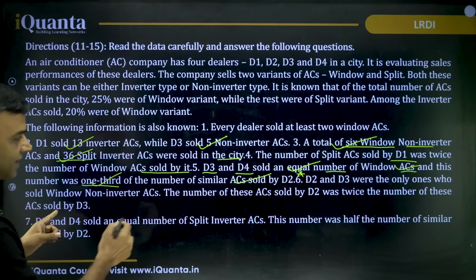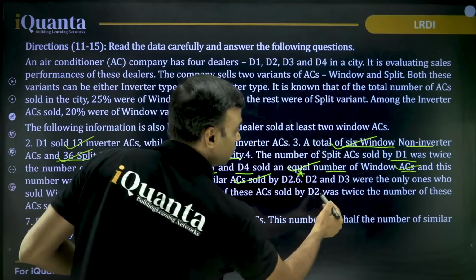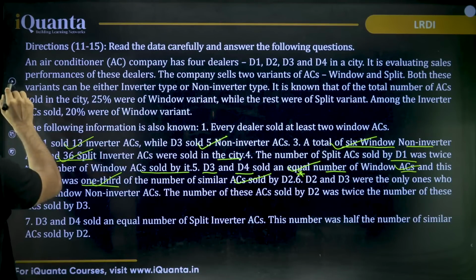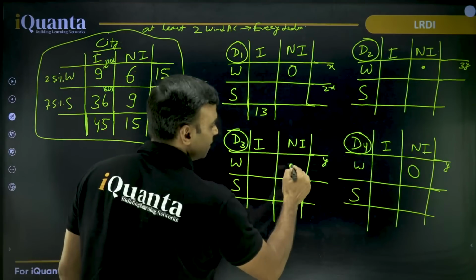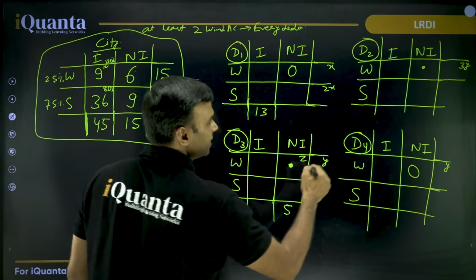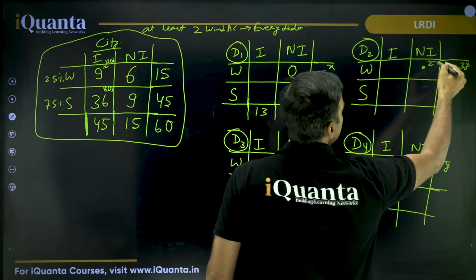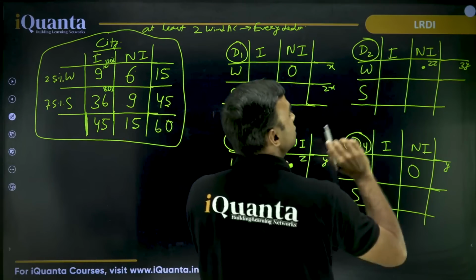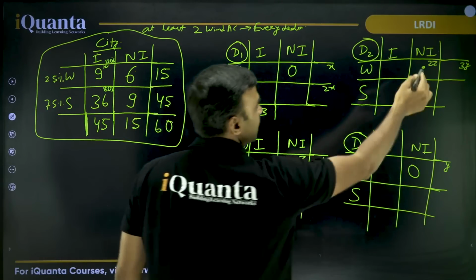The number of these AC sold by D2 was twice the number of similar AC sold by D3. Now this is very interesting. What does that mean? If I have this as a number Z, then this number should be 2Z, right? Whatever D3 sells in that category, window non-inverter, D2 sells twice of that.